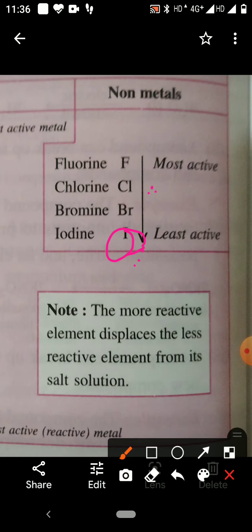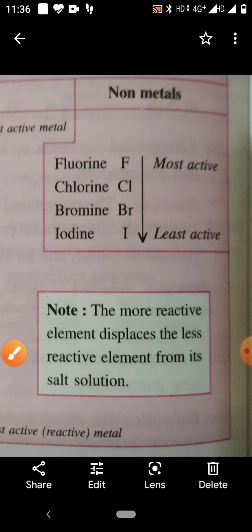So children, I told you many examples of displacement reaction or substitution reaction. I think you understood. Watch the video nicely and try to understand.